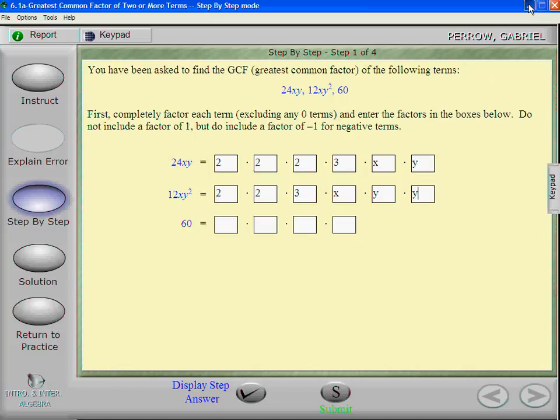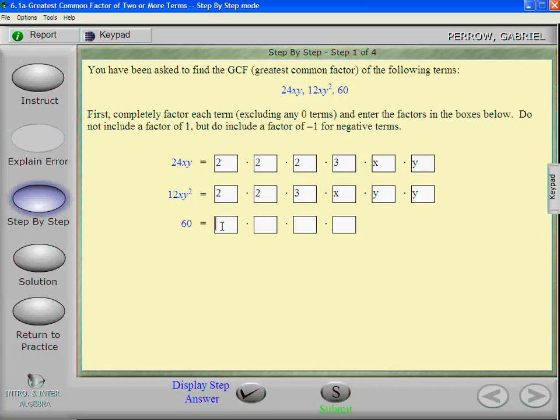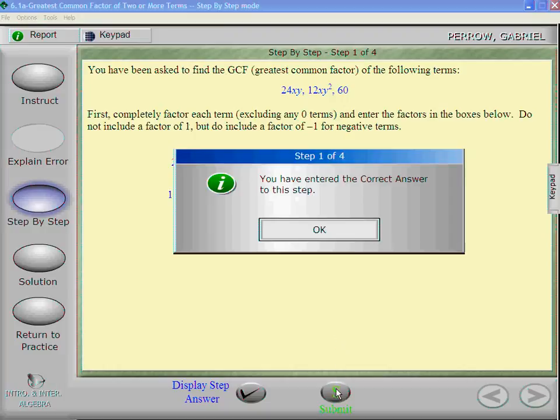60, remember what we did for 60. We had 2 times 2 times 3 times 5. So we'll type in 2 times 2 times 3 times 5. Alright, so we've got all the prime factors. I'll say submit.